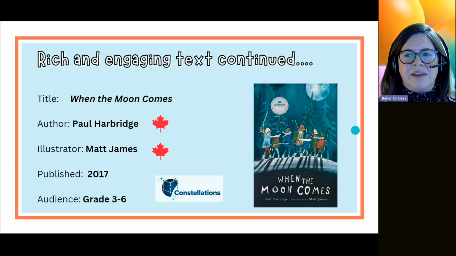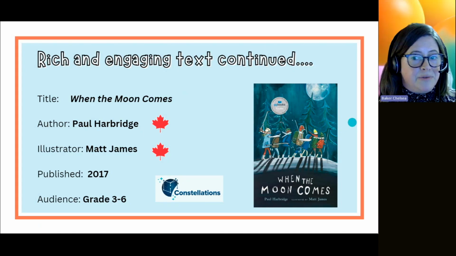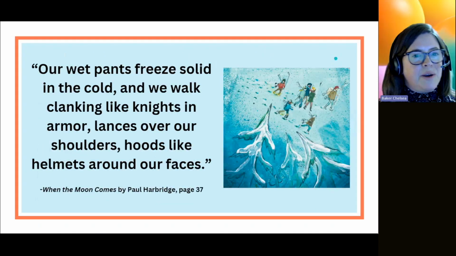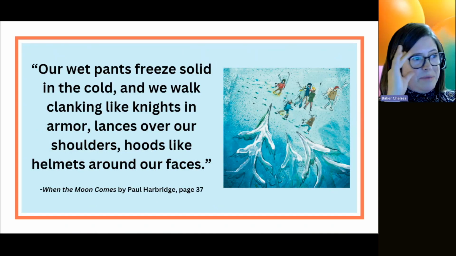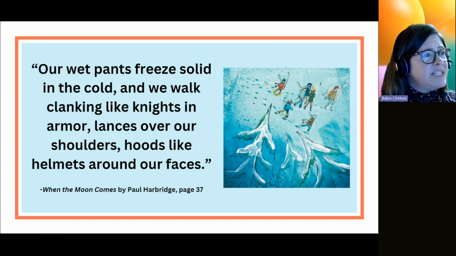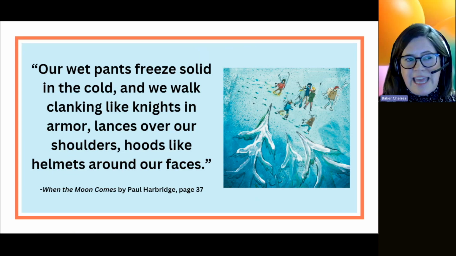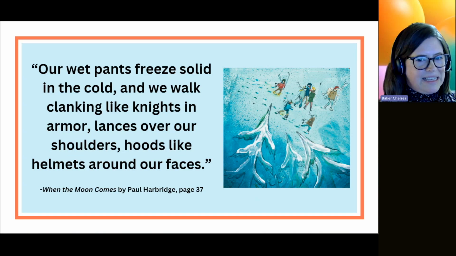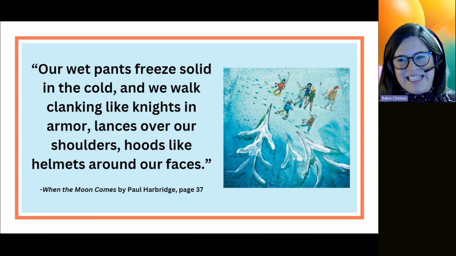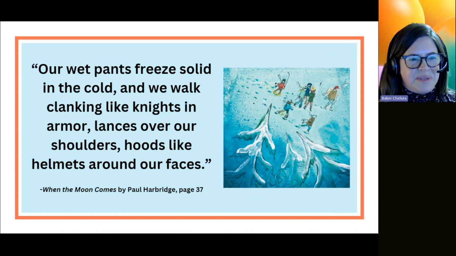One passage, if you've never read this book before, it's about a group of boys who go out into the woods to play hockey on the frozen beaver pond. And on their way home, there's a passage here that I really like that I find has a lot of imagery in the words. "Our wet pants freeze solid in the cold, and we walk clanking like knights in armor, lances over our shoulders, hoods like helmets around our faces." And sometimes the kids get that the lance is their hockey stick over their shoulder. Most of the time they get it, but I just like that imagery.